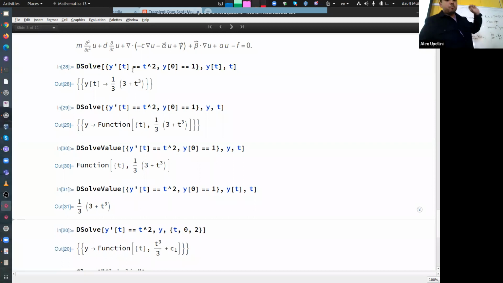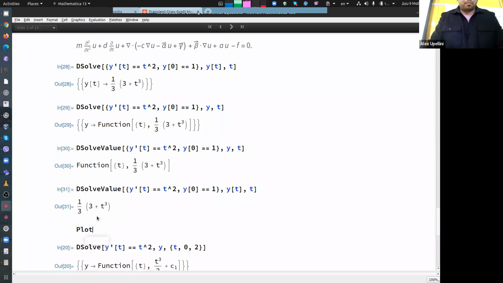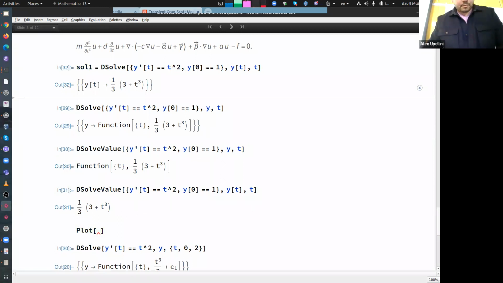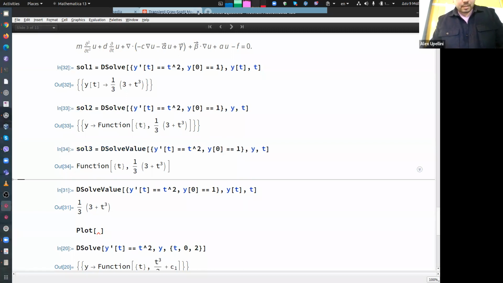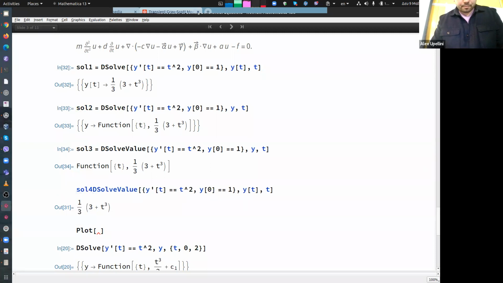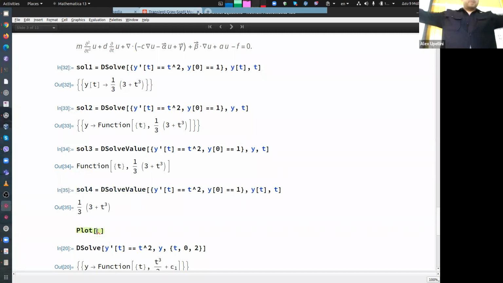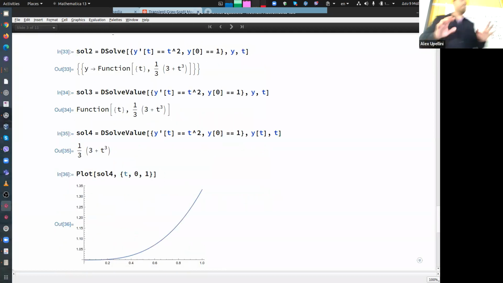Now, if I want to plot the solution, which one do you want to use? Probably the best one is the last one. Let's call these solution 1, solution 2, solution 3, and solution 4. If I want to plot the function, what I can do is Plot of solution 4 for t from 0 to 1. This works.